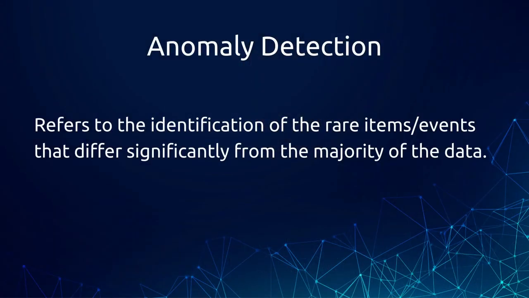Now you might be asking yourself, well, how does anomaly detection work? In data analysis, anomaly detection is the identification of rare items or events that differ significantly from the majority of the data. To understand this in more detail, let's take another example.